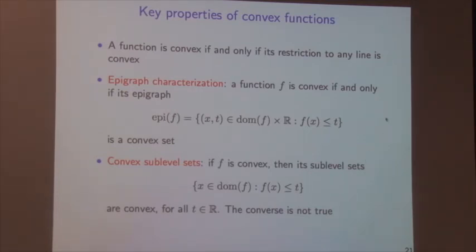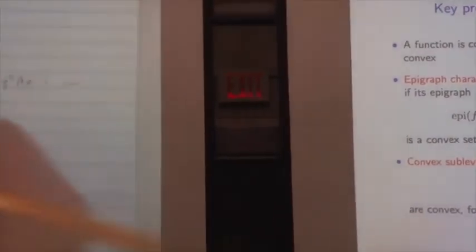Here's the one that connects functions to sets in terms of convexity. A function is convex if and only if its epigraph is a convex set. Just to draw you a picture, we already had an example before, but you didn't know what an epigraph was then. The epigraph is the set of all pairs x and t, where x is in the domain of the function and t is in R, such that f of x is less than or equal to t.